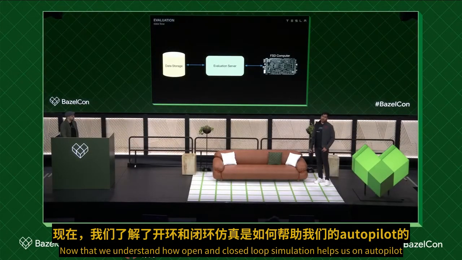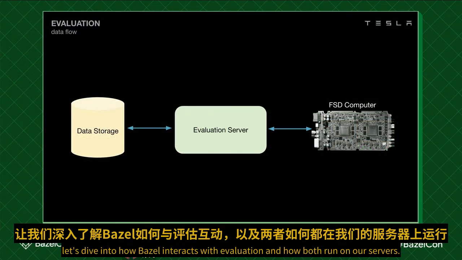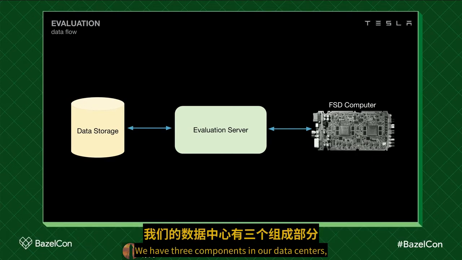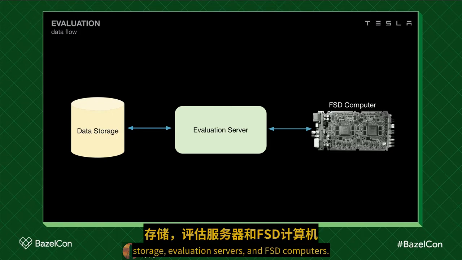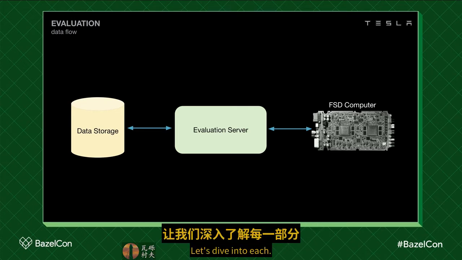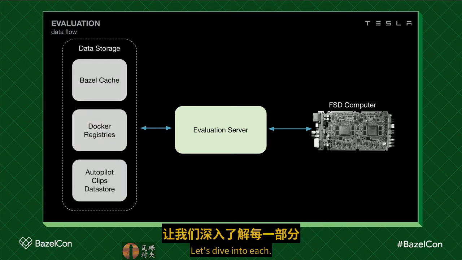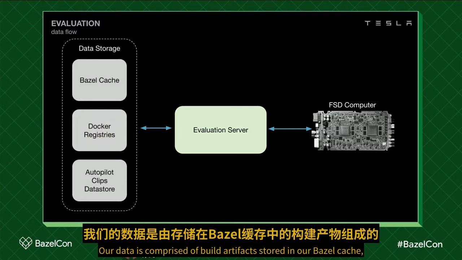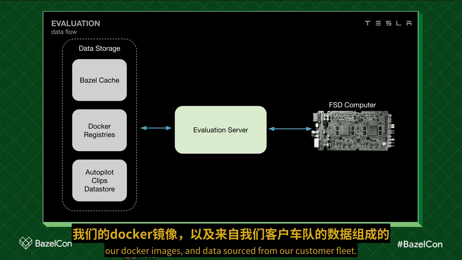Now that we understand how open and closed loop simulation helps us on Autopilot, let's dive into how Bazel interacts with evaluation and how both run on our servers. We have three components in our data centers: storage, evaluation servers, and FSD computers. Let's dive into each. Our data is comprised of build artifacts stored in our Bazel cache, our Docker images, and data sourced from our customer fleet.